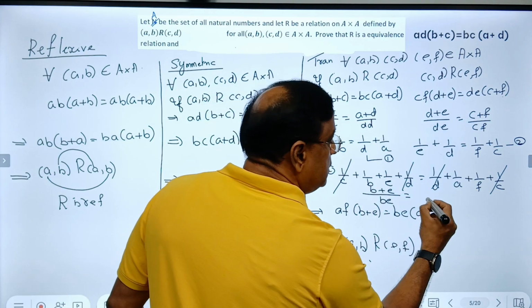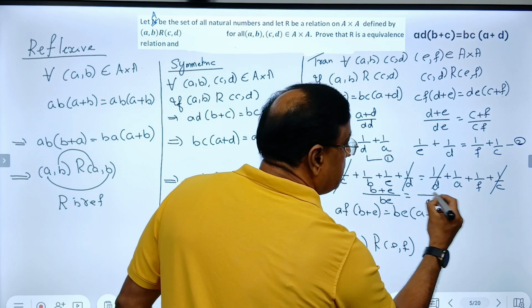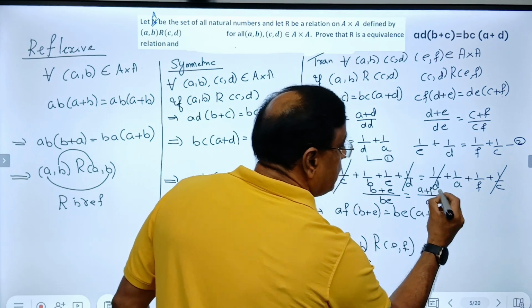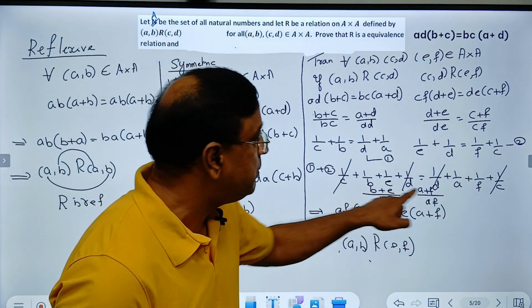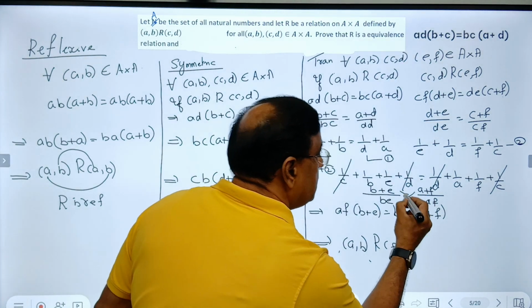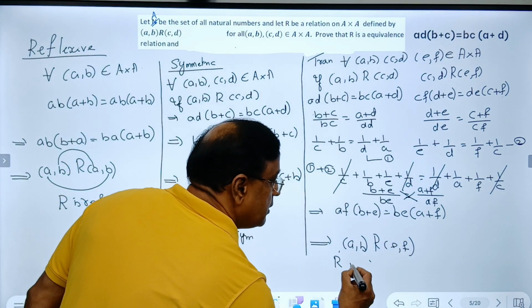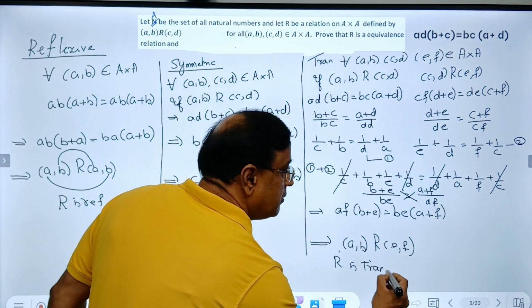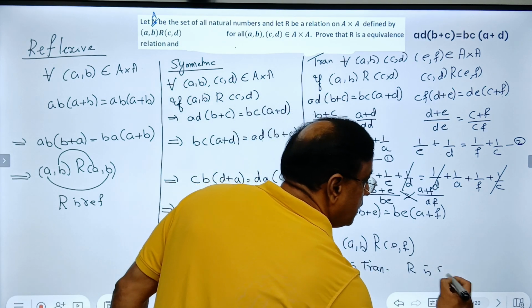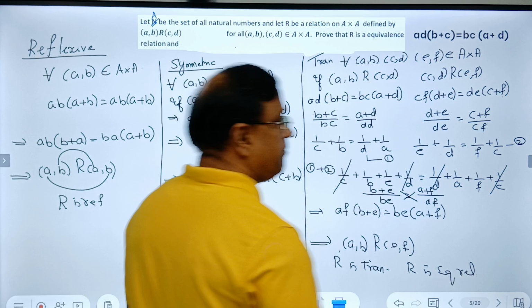And what is the LCM here? AF. So what do I get? You get A plus F. Now if you cross multiply, you get this. Hence proved. Therefore R is transitive. Therefore R is an equivalence relation.